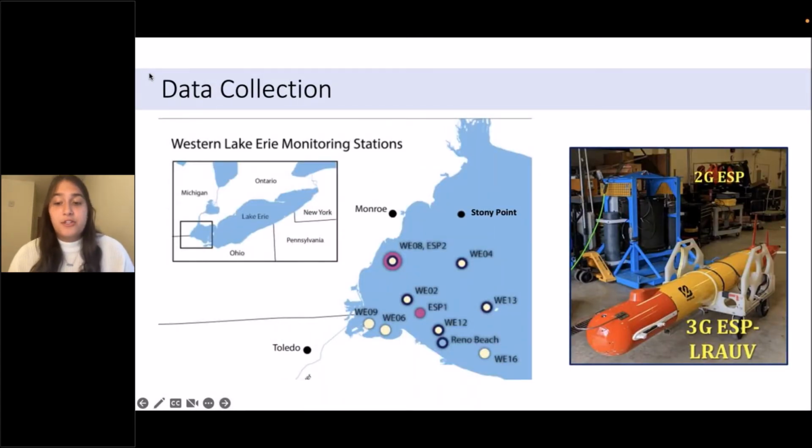So my data came from the 3G ESP long-range underwater autonomous vehicle, which I'm sure as many of you know is at the forefront of HABs tracking technology. The 3G can collect all sorts of types of data, but mine was primarily focused on just the genetic data. And my data came from the 2018 deployment in Western Lake Erie, which ranged from about late August to early September. And you can see the sampling sites on the left, and these will be shown a lot throughout this presentation.